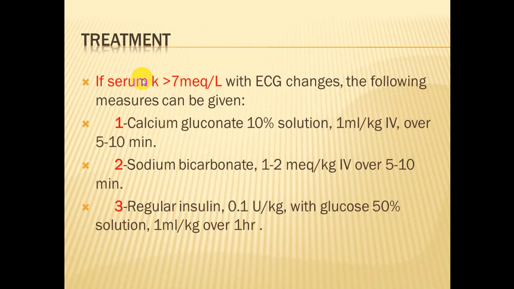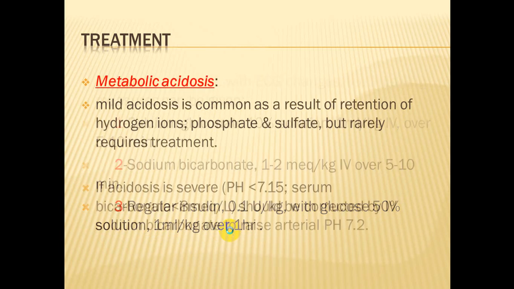If the serum potassium is more than 7 milliequivalent, it is an emergency, ECG change will happen, and we give these measures. We give calcium gluconate 10% solution 1 ml per kg IV over 5 to 10 minutes. We give sodium bicarbonate 1 to 2 milliequivalent per kg IV over 5 to 10 minutes, and we give insulin 0.1 unit per kg with glucose 50% solution 1 ml per kg over 1 hour. All these are tools to decrease the serum potassium to a safer level.